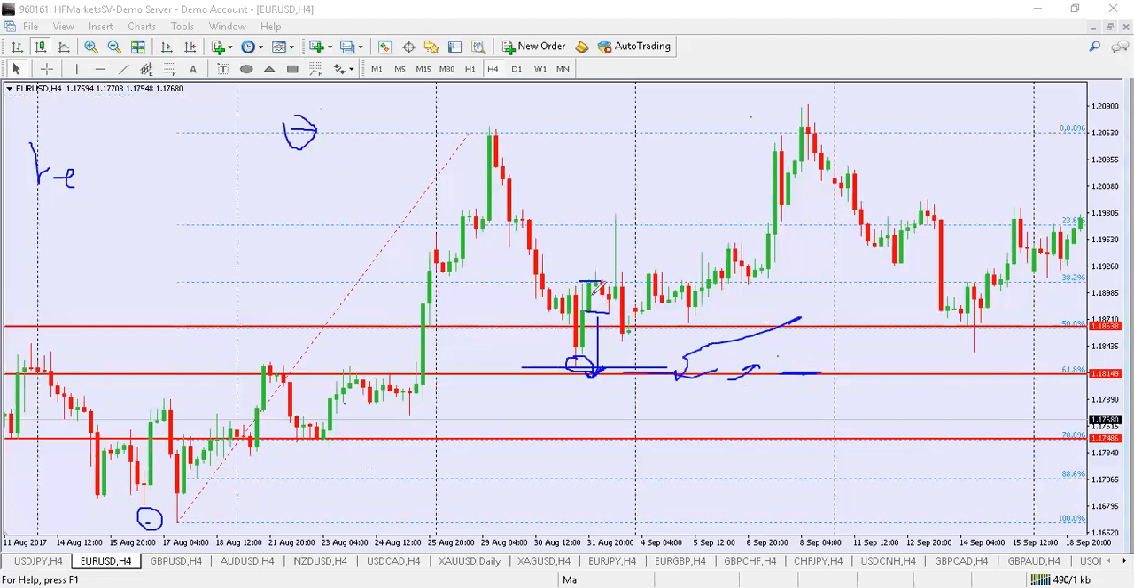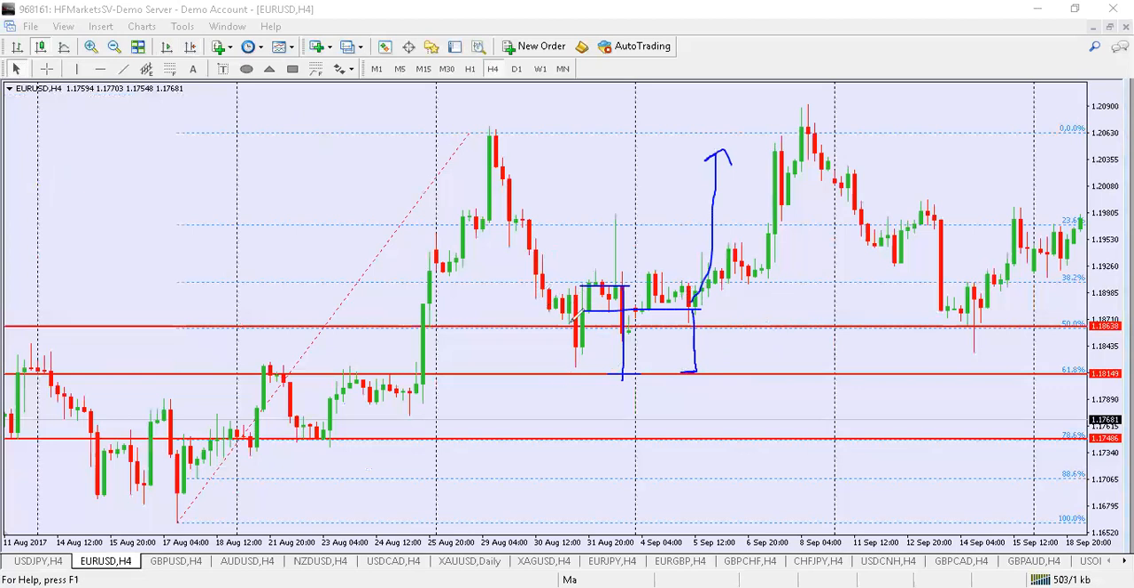I'll not wait for price to go up here. Then I'll now be looking at this amount of loss. Let me clear this. I'll rather have a smaller loss so that I can have a bigger win. You get me? Smaller loss, bigger win.